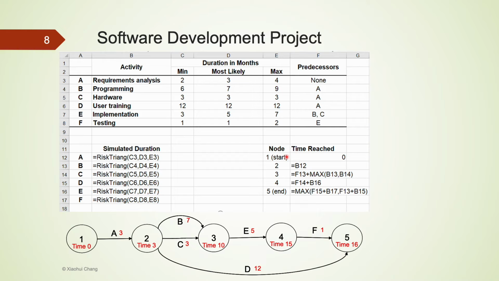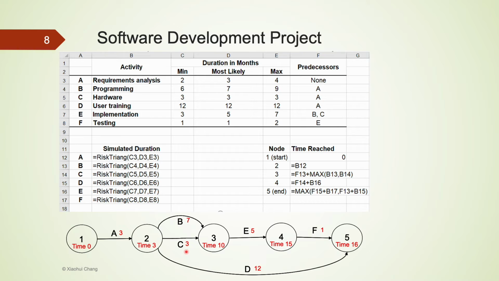For example, at node 1, the time reached is 0 because that's the starting time point. At time 2, we have completed activity A, that's cell B12 here, so that's why we put a B12 here. At node 3, we have completed both B and C.